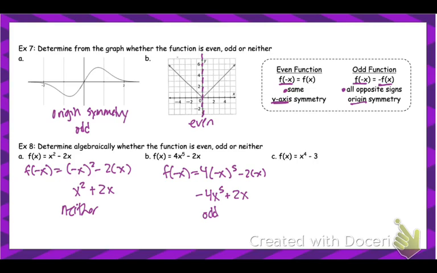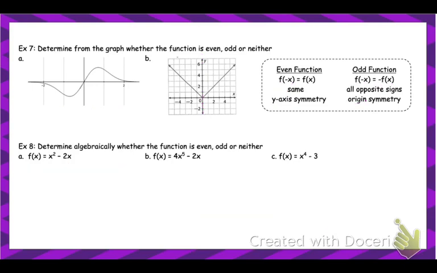Then our last one here, x to the 4th. If I raise negative x to the 4th power, that would then become positive, which gives me the exact same function I originally started with. So this is even.